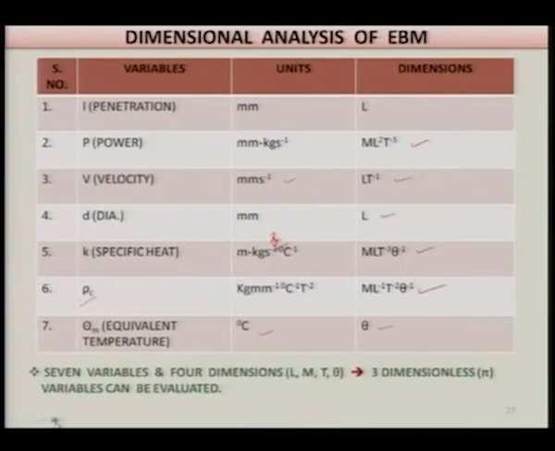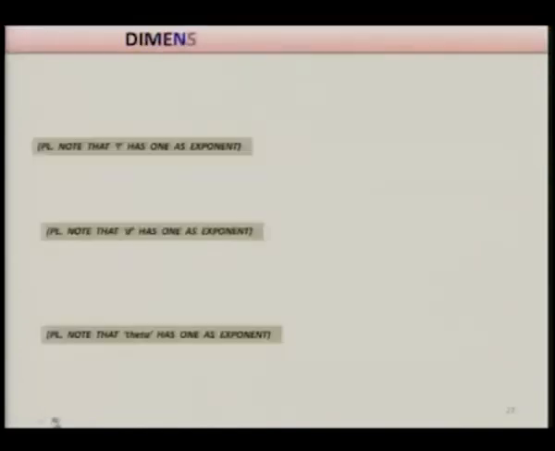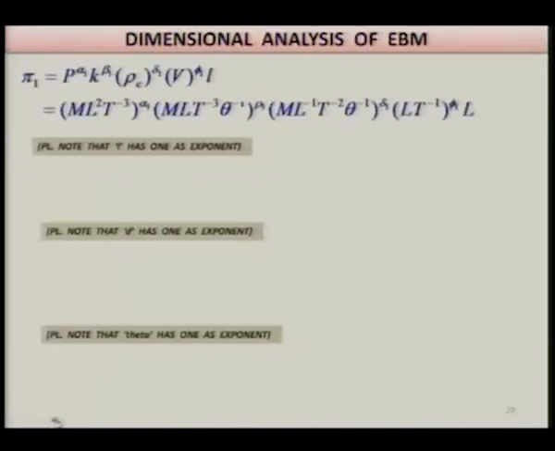Now one thing you can see here, there are 7 variables as listed over here and 4 dimensions, L, M, T and theta. So you can have 3 dimensionless variables and they can be evaluated later on. Now using the pi theorem, you can develop these equations which I am going to show you. So let pi 1 be the dimensionless parameter and let it be given like P raised to power alpha 1, k raised to power beta 1, rho c raised to power delta 1 and v raised to power phi 1, multiplied by L. L has the unit power.